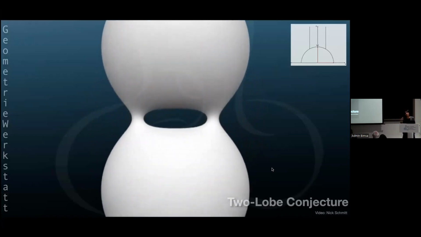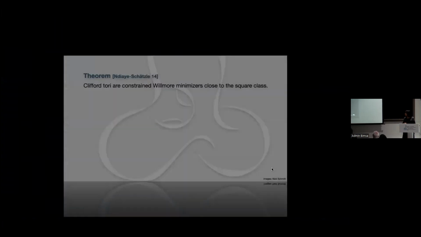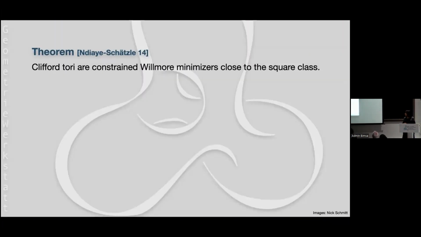So what is mathematically shown? There are results of Ndiaye and Schätzler, very close to the Clifford torus. They are real minimizers. And they do it via an implicit function theorem argument by relaxing the constraint, because we are here at the isothermic surface, really a singularity of the moduli space.